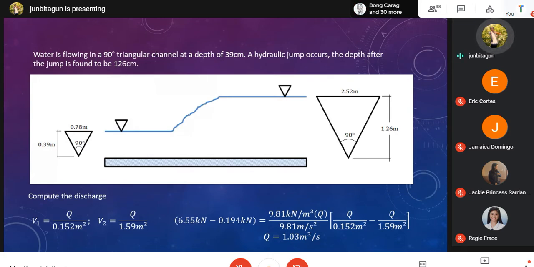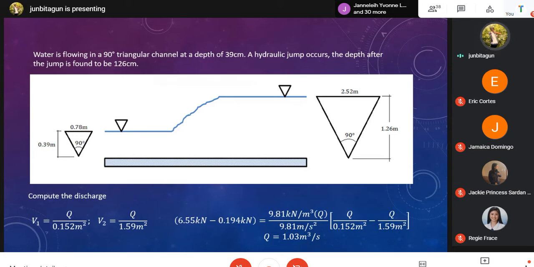So going back to the equation na initial kanina, substitute mo na yung force 1 minus force 2 equals yung unit weight ng water, which is 9.81 kilonewtons per cubic meter, times yung flow rate Q, divided by yung gravitational acceleration, which is coincidentally the same as 9.81 meters per second squared, times yung velocity 2, velocity 1 pala, minus velocity 2.